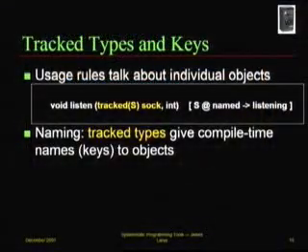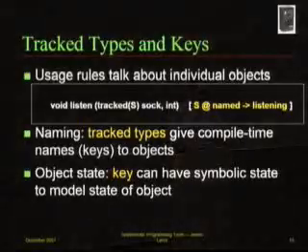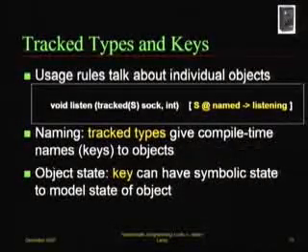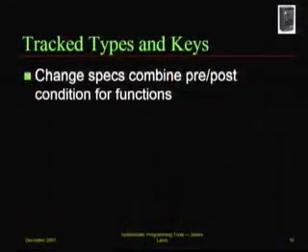So I'll show you a little bit more about that. There are two things here. First of all, we introduce these tracked types as part of the type system, which allow us to give these compile-time names, called keys, to objects. And these keys can have symbolic state that allow us to model the state of the object that they're tracking. And this allows us to write down these rules that are static in the program.